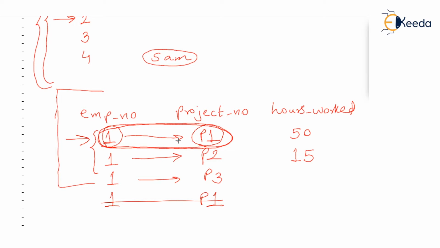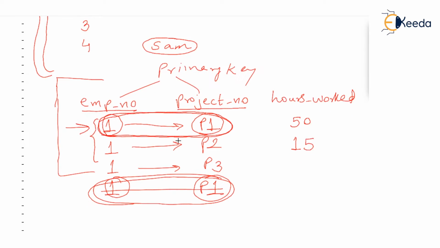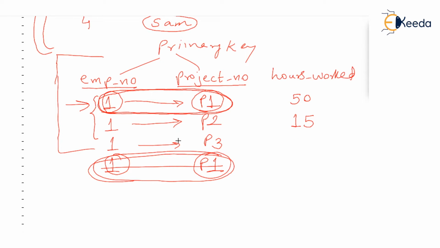We already have a row recorded. That means the value of employee number and project number taken together should be unique. Hence, in this table, the primary key is employee number and project number together. These two together form a primary key. Secondly, you know that a primary key should have unique, distinct values. That means every combination of employee number and project number taken together should be unique.